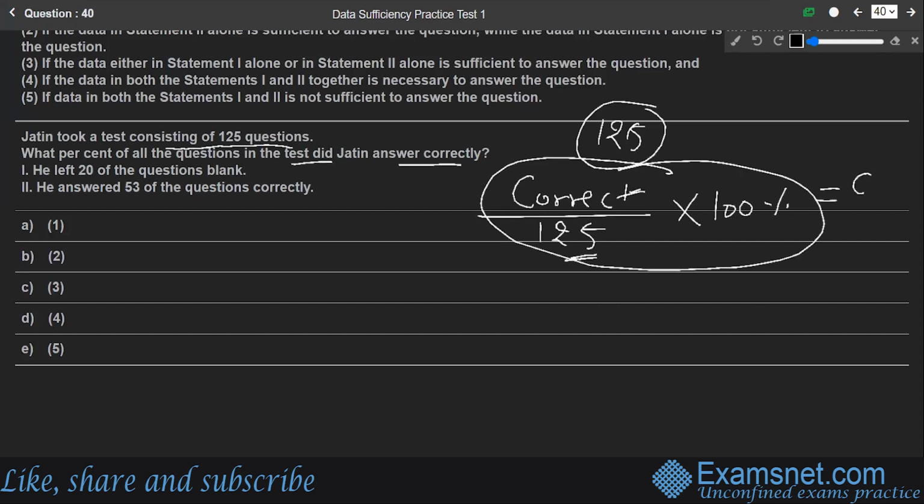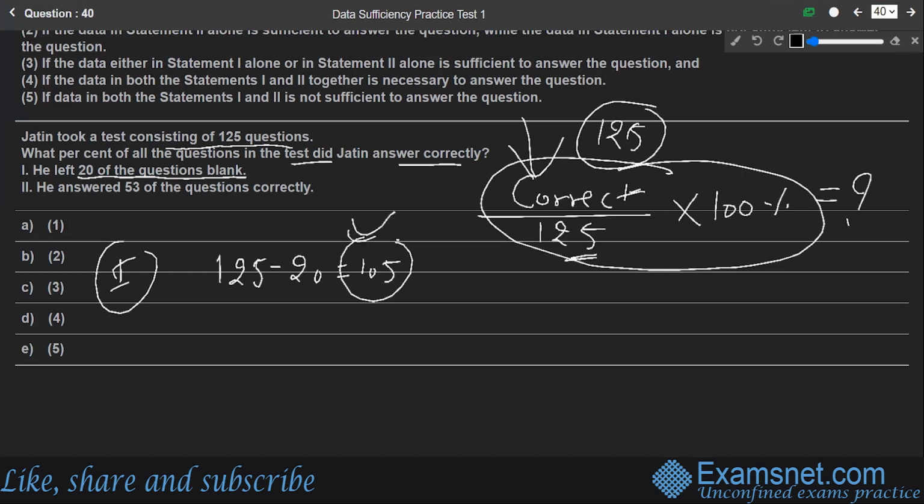This is what we are supposed to answer, or rather, we are supposed to check whether this can be answered or not. Clearly it depends on the total number of correct questions. Let us see. The first information is that he has left 20 questions. So if he has left 20, that means he attempted 125 minus 20, that is 105 questions. But this doesn't tell us how many of those 105 he did correctly. So this cannot be solved, and statement 1 is not sufficient to answer the question.